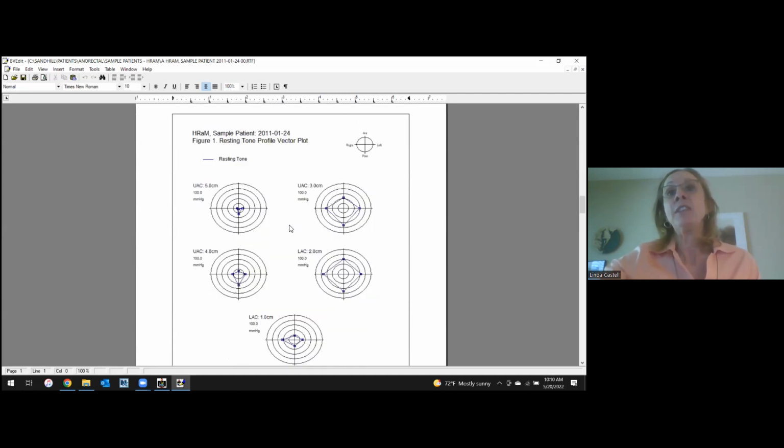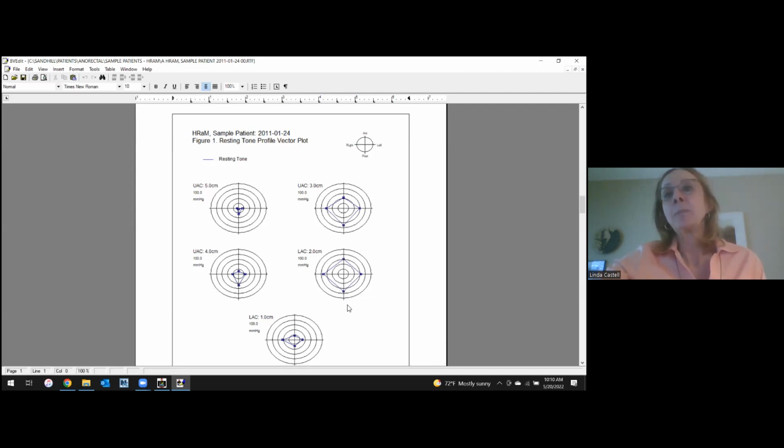So now you get these vector plots. This is going to show you the symmetry. Concentrate mostly on your high pressure zone, which in this case is 2 centimeters. This is our resting tone, and our legend is at the top here. The top at 12 o'clock is anterior, left is at 3, 6 is posterior, and 9 o'clock is right.